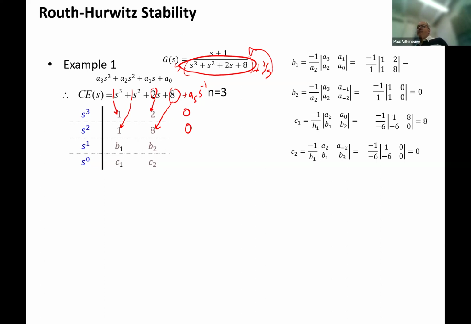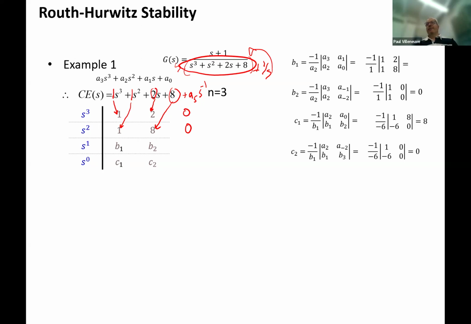Make sense? Does it make sense? Right now, we're just doing the algorithm. We haven't done any calculations yet. We're just doing the initial setup so that we have our Routh-Hurwitz array and we're ready to start doing calculations.